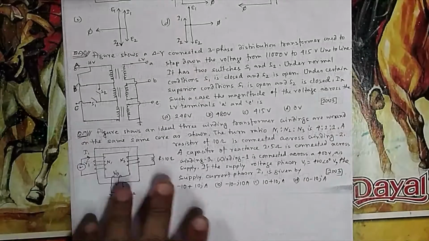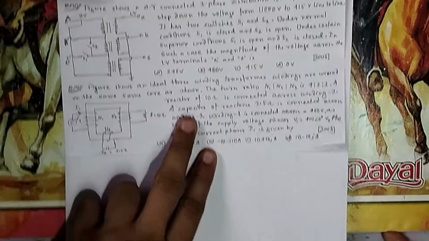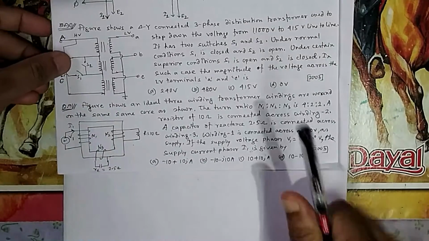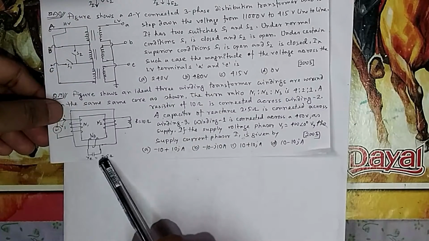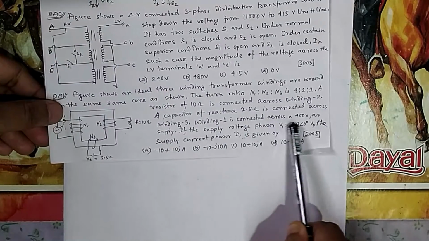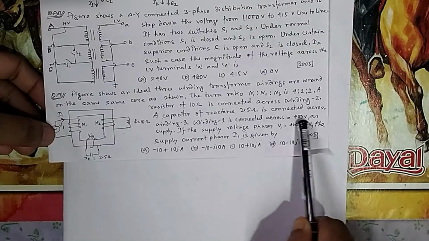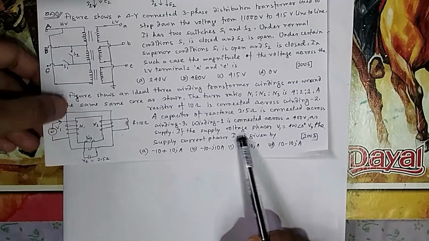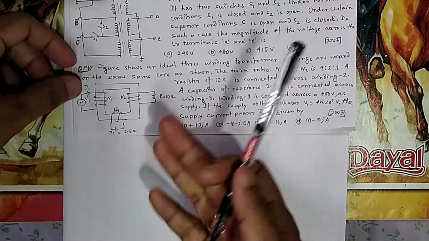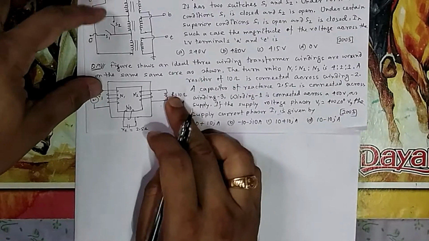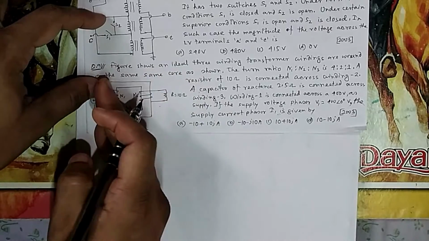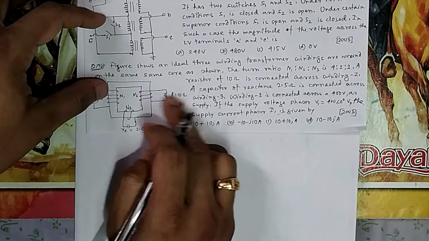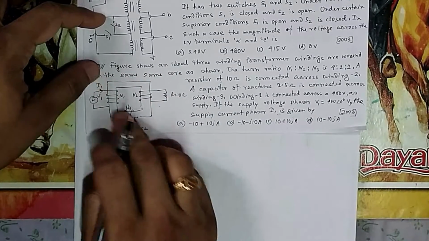Okay, if you come to question number 91, the figure shows an ideal 3-winding transformer with the ratio 4:2:1. The resistor of 10 ohm is here and the reactance of 2.5 is there. The supply is of 400 volt. The voltage supply phasor is 400 angle 0, and the supply current phasor is I1. So you refer this resistance to primary, you refer this reactance to primary. See what the impedance is coming here.